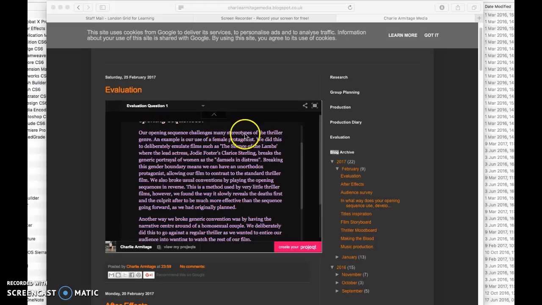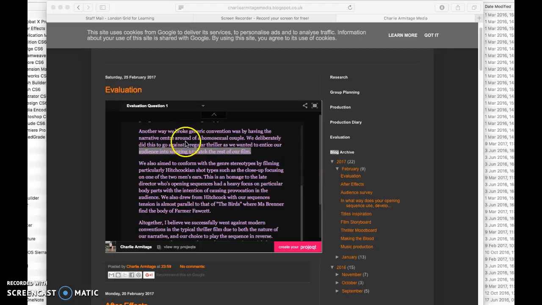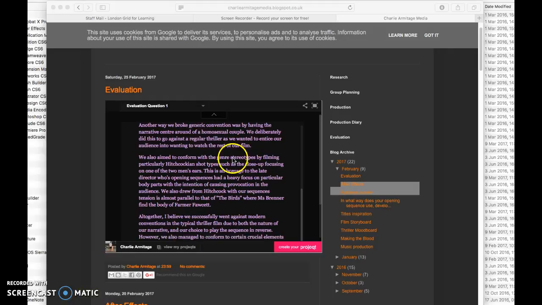Okay, change this word because you're not discussing stereotypes, you're discussing conventions. But if you want to talk about stereotypes, then you need to say that your sequence challenges the stereotypical representations in thriller films. You can't just say it challenges many stereotypes. Just watch your grammar here. Center around of a homosexual couple. Can you just correct that, please? Again, change this to generic conventions.